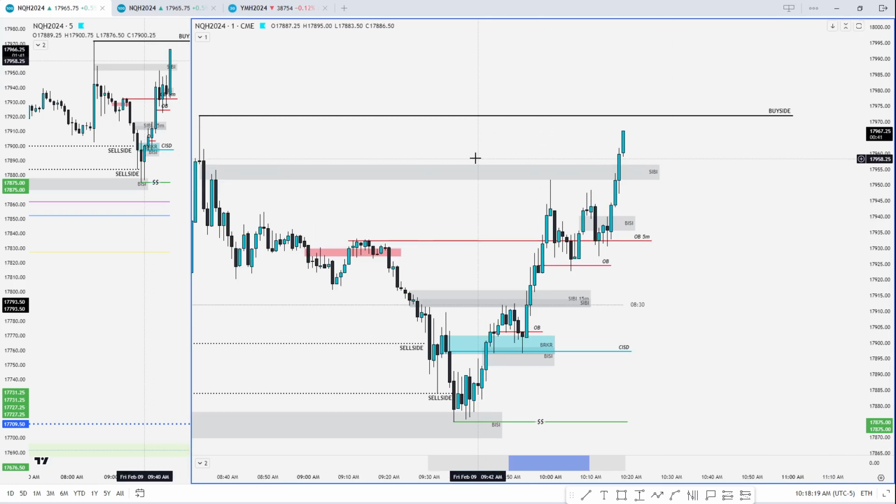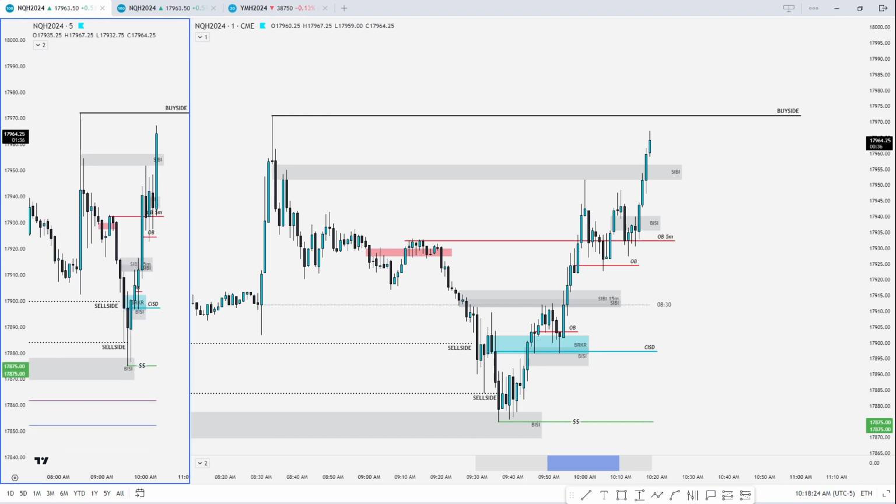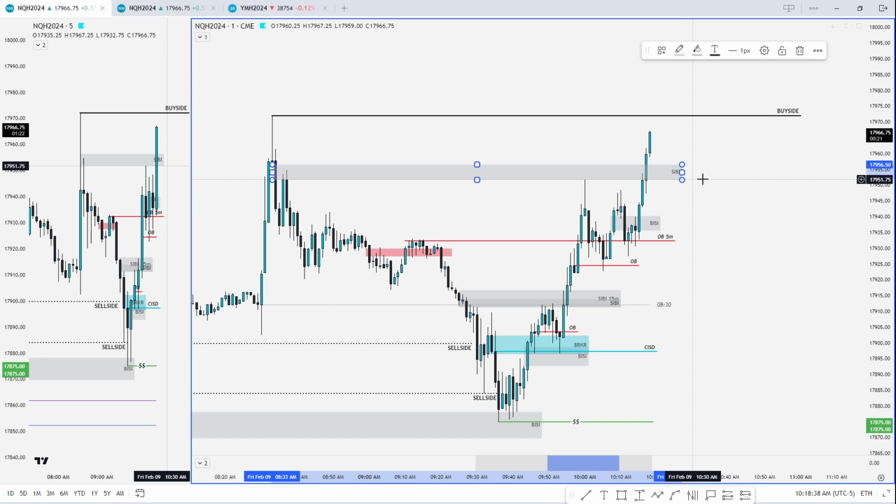And as we run up for CPI high, look for ES to probably reach into 50% of their range as NQ takes out their high. And we've closed above the SIBI now, so expect this to be used as inversion.